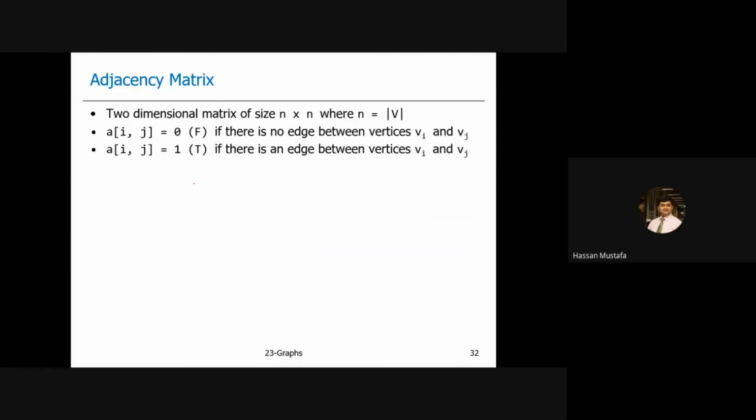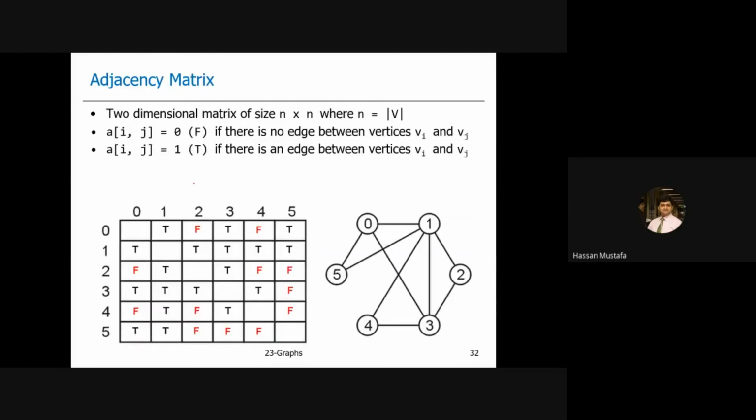For an adjacency matrix, what we do is that we create an n cross n matrix if we have n vertices. So if we have these six vertices, we create a 6 cross 6 matrix. And for the edges, what we do is that we store a one or true value on the index where we have an edge. So there is an edge between vertex 0 and vertex 1. So we store a true here.